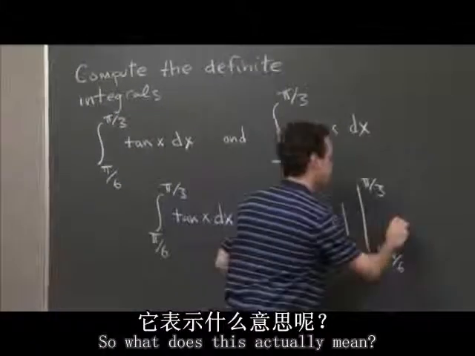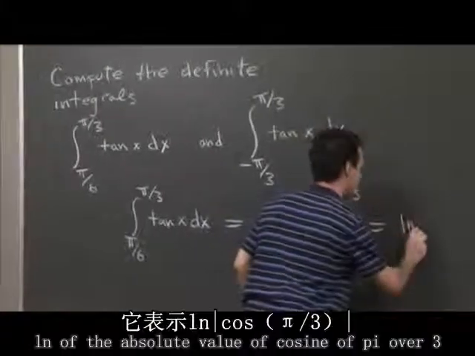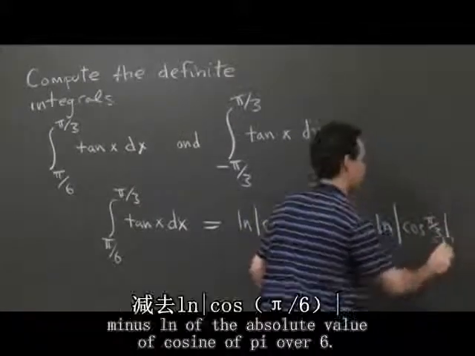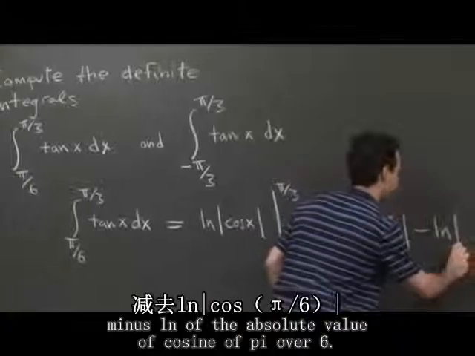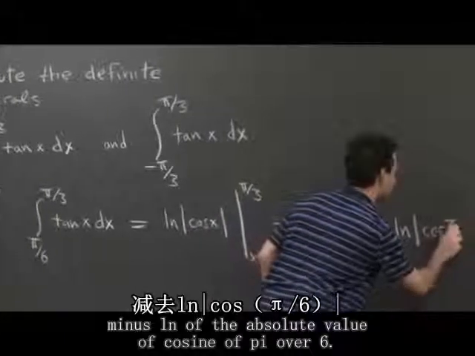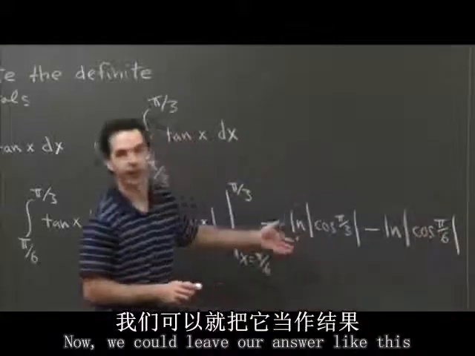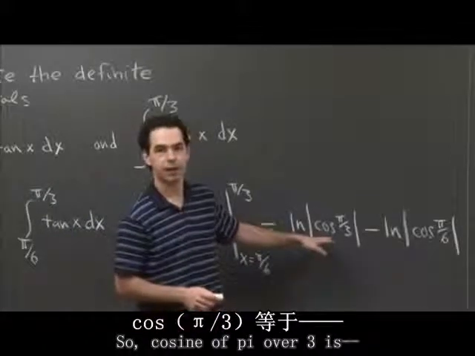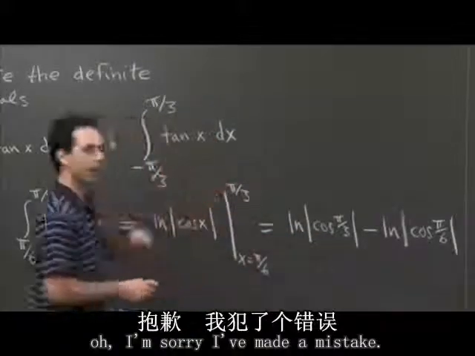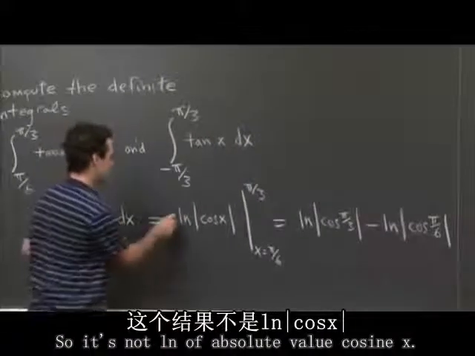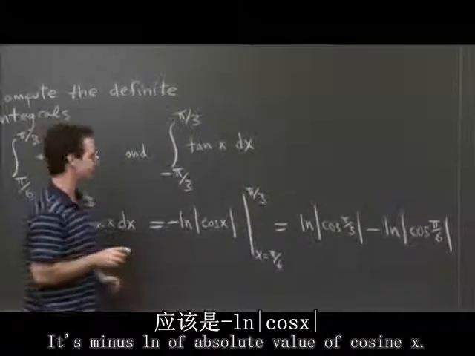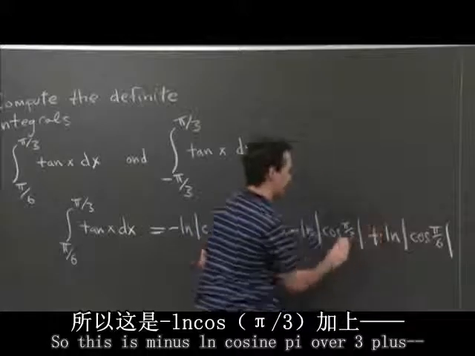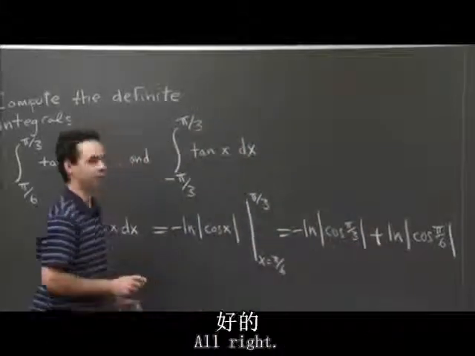So what does this actually mean? It's just shorthand for ln of the absolute value of cosine of pi over 3 minus ln of the absolute value of cosine of pi over 6. Now, we could leave our answer like this, but we can also put it in a nicer form. Cosine of pi over 3 is, oh, I'm sorry, I've made a mistake. It's not ln of absolute value of cosine x. It's minus ln of absolute value of cosine x. Sorry about that. So this is minus ln cosine pi over 3 plus, OK, minus a minus there is plus.